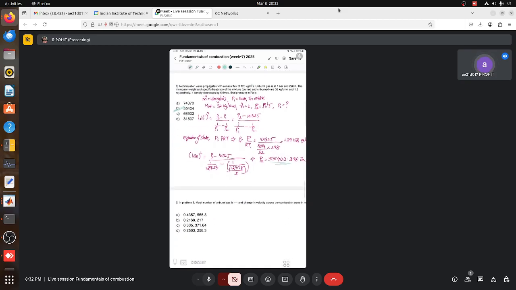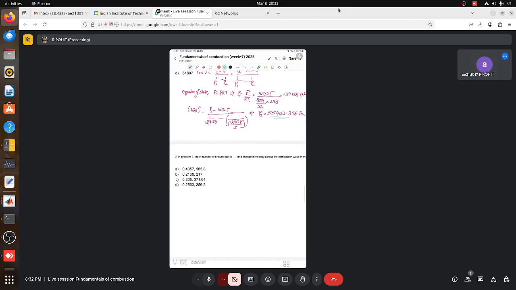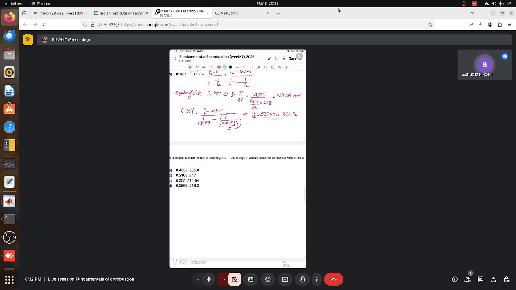Now if we move on to the next question. In problem 8, the Mach number of unburned gas is what, and change in velocity across the combustion wave in meter per second is what. So there are two things that you need to find: the Mach number of the unburned gas and the velocity change across the combustion wave in meter per second. So I will wait for 5 minutes. You can try it out.